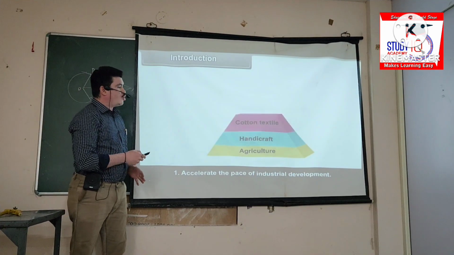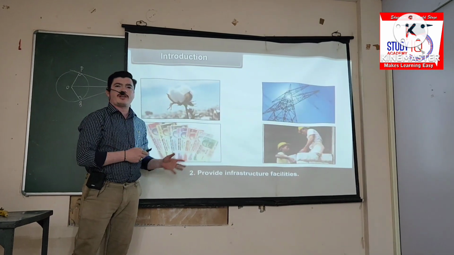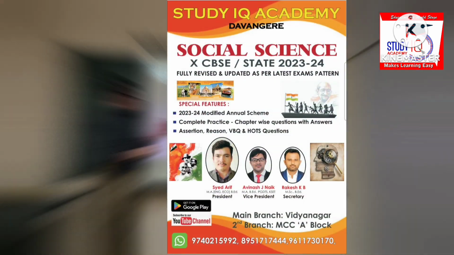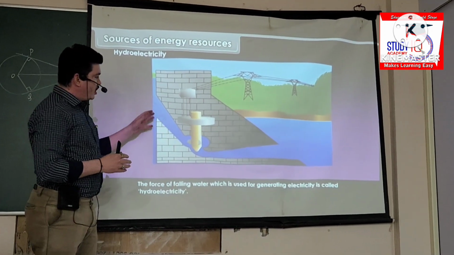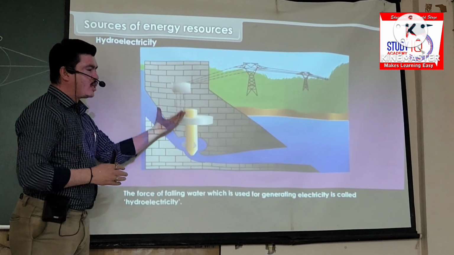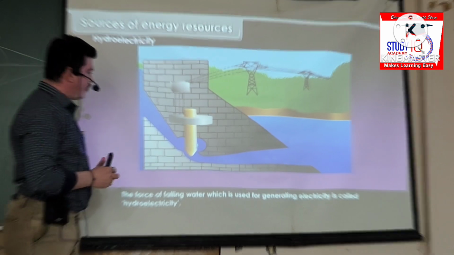So here we can observe agriculture, handicraft, cotton textiles, and handicraft textiles. Electricity is also one of the important sources of energy. For this, what we have to do here is construct a dam across the rivers.